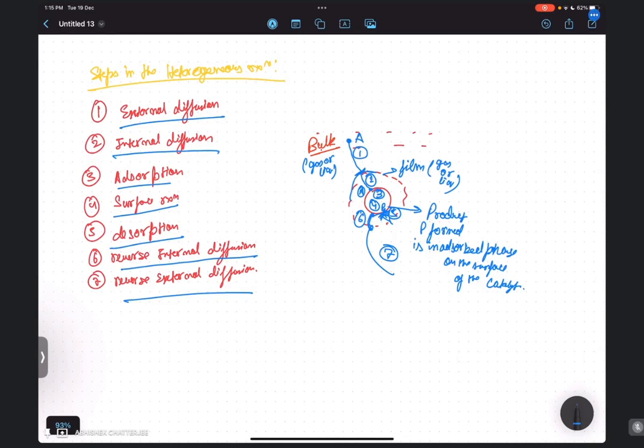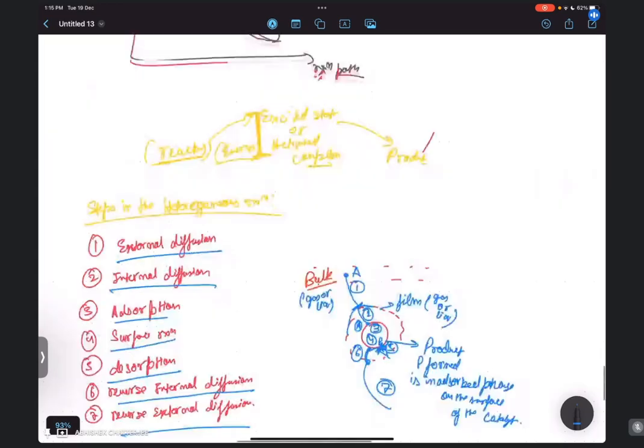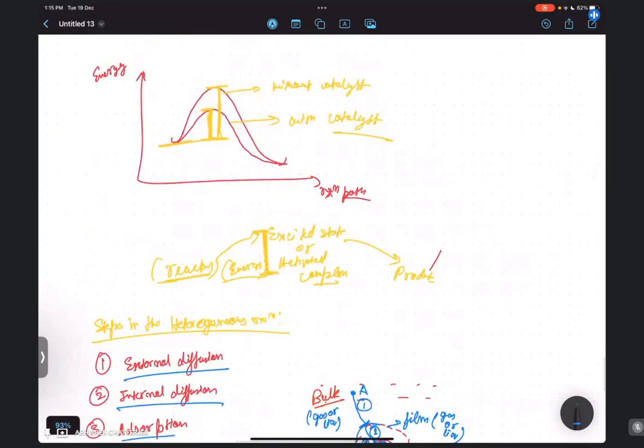Once the reactant reaches the catalyst surface, adsorption will happen, that is the third step. Once it is adsorbed, it will participate in the reaction and convert into product. The catalyst decreased the energy barrier. Once the energy barrier gets decreased, now at the same temperature the reaction will take place. You are getting it, no?